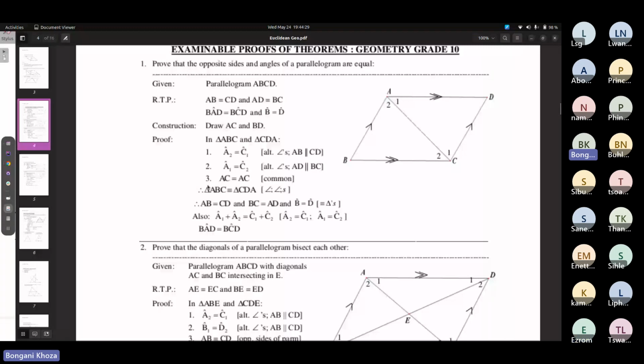And then AC is common. So you have proved that these two triangles are congruent. Your reason for that is angle, angle, side. After doing that, you can conclude that AB is the same as CD, BC is the same as AD. And then you can now say this angle, which is angle B, is the same as angle D. And the reason for all of this is because these two are congruent triangles.